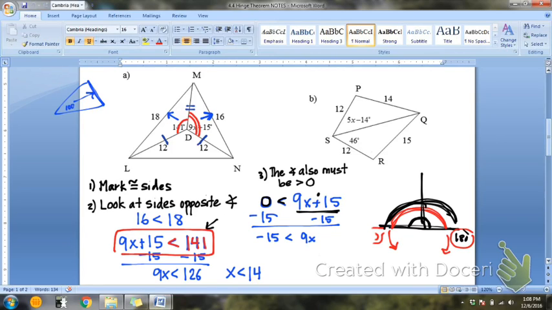You get x by itself by dividing by 9. Can we reduce 15 over 9? No. By 3. Right? Each of them can be divisible by 3. 15 divided by 3 is 5. And 9 divided by 3 is 3.